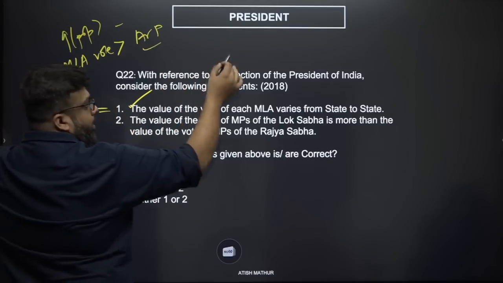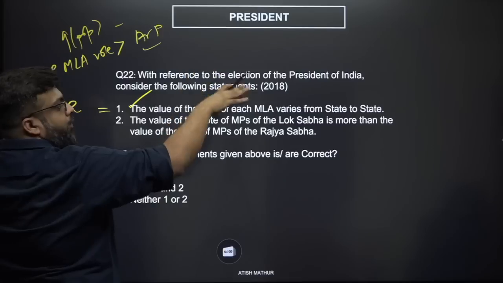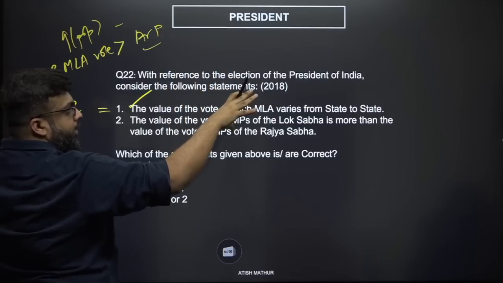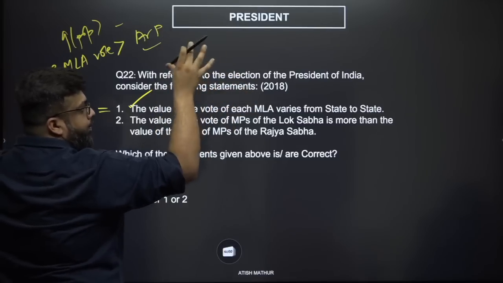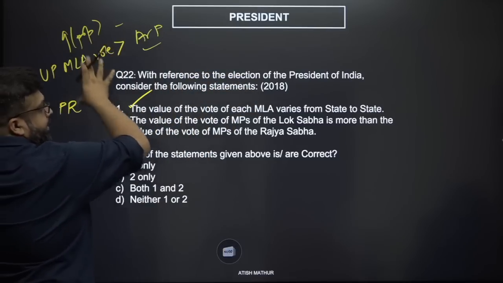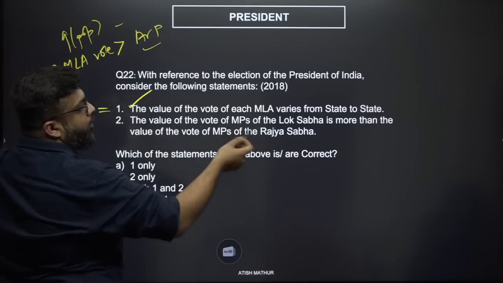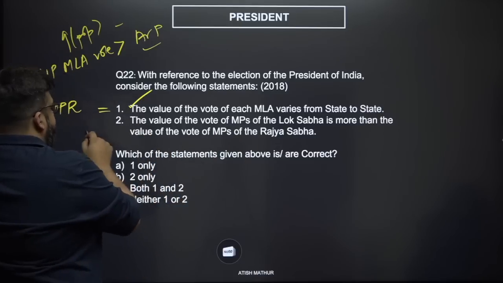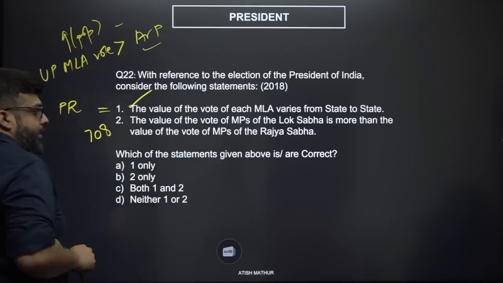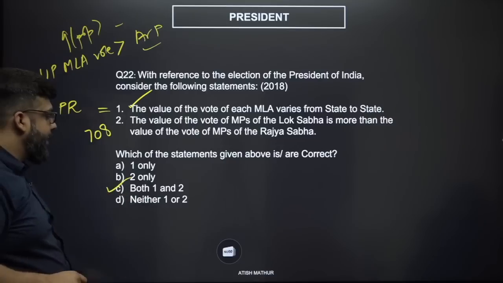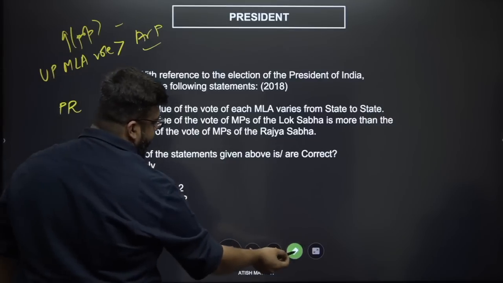Now, all elected members of the Lok Sabha and the Rajya Sabha vote, and all of them vote on the basis of the total votes which have been sent to the center by the MLAs, and therefore the total vote value remains the same, which if I remember correctly is 708. So both of the statements are correct. The answer is C, both 1 and 2.